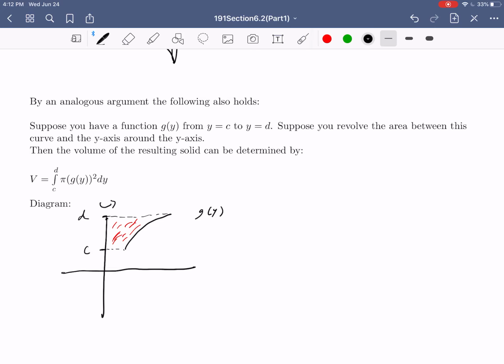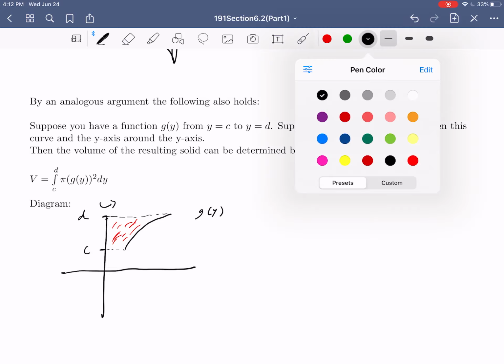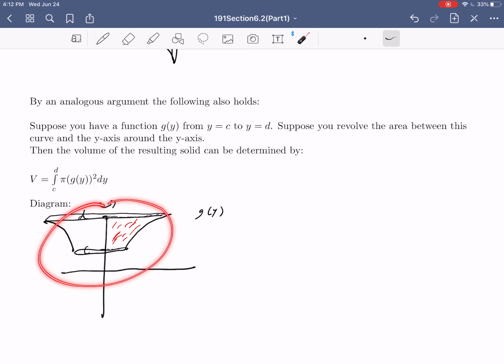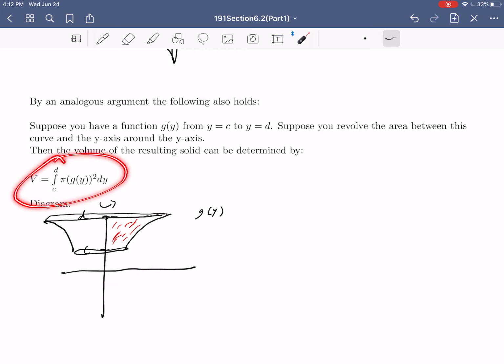then of course you would get a mirror image over here, and it would create a shape that looks maybe something like that. And you would be able to determine the volume of that solid with a very similar expression. The volume would be the integral from c to d, pi times g of y squared dy. So once again, same format, but the difference here is that we'd be treating it as a function of y, and we'd be revolving around the y-axis.